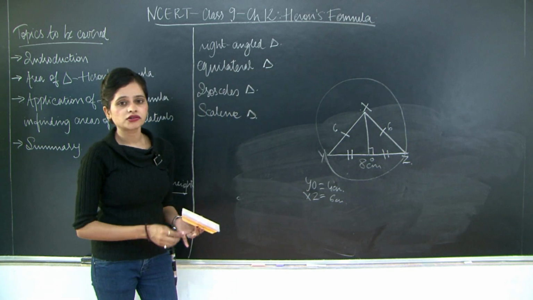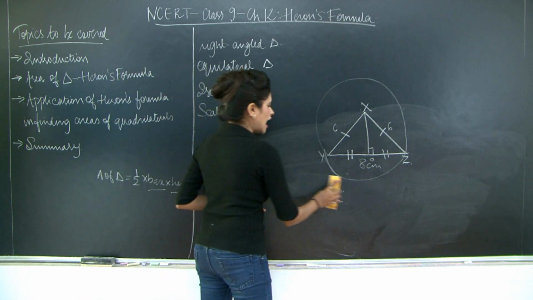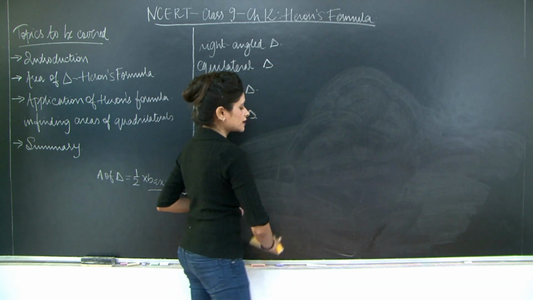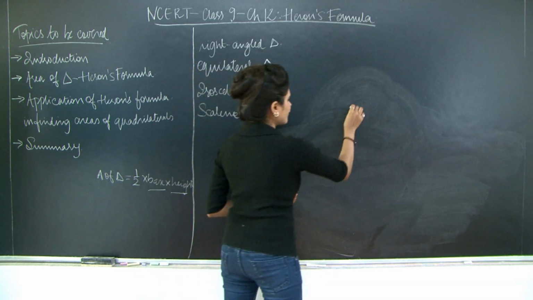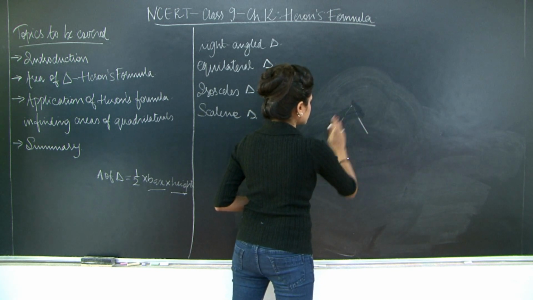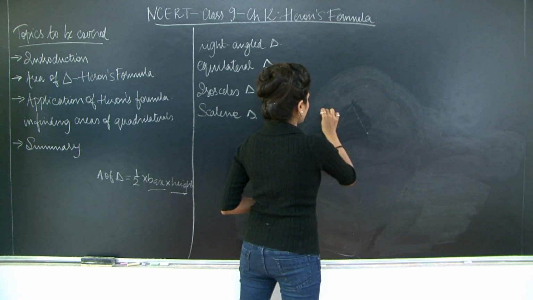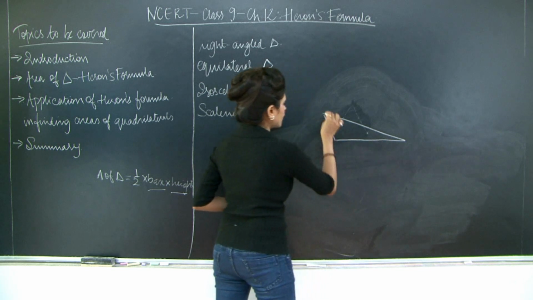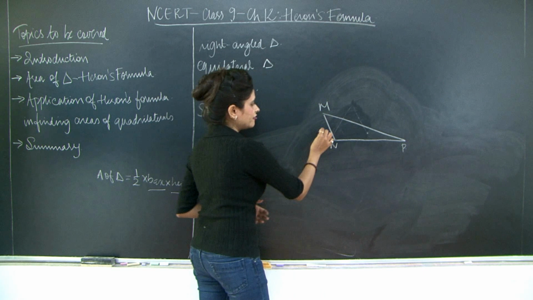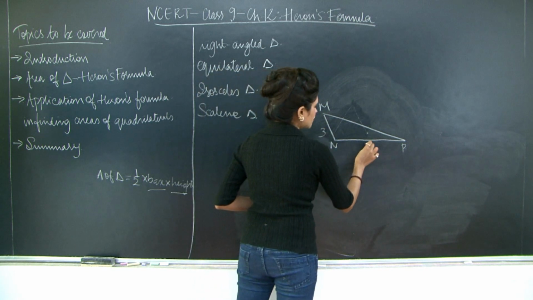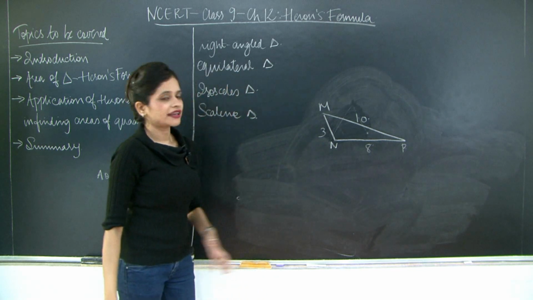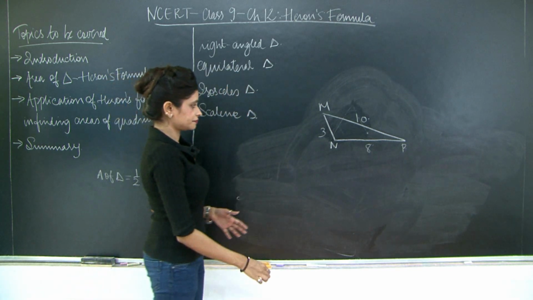So now this was about an isosceles triangle. How about the area of a scalene triangle wherein you've been given the length of all the sides? So let's say I have a scalene triangle MNP, where I have 3 centimeters, 8 centimeters and 10 centimeters. How do I find the area of the triangle?